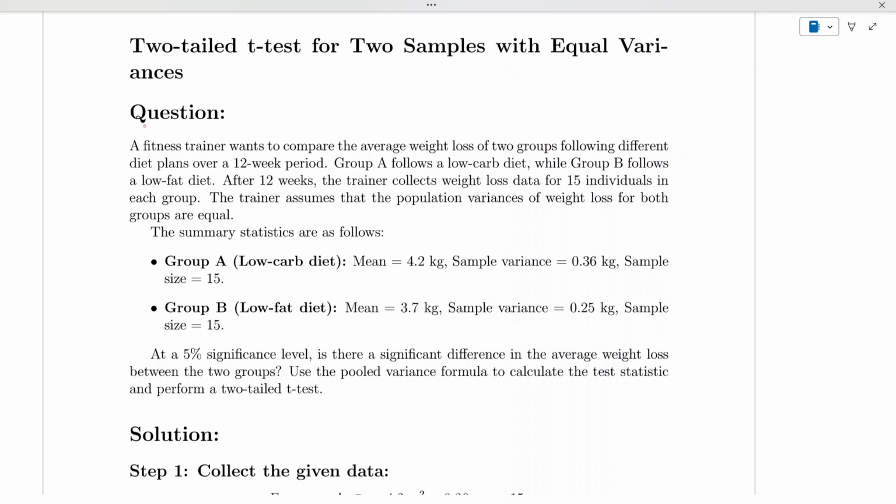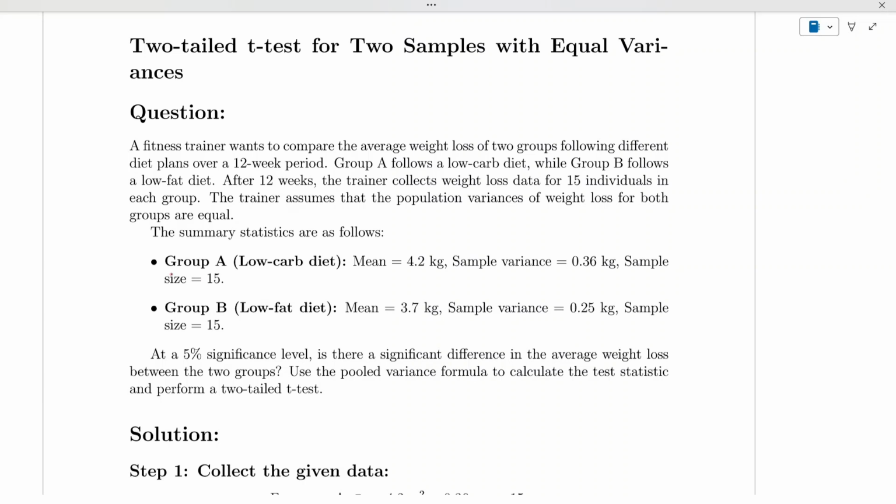So, let's get started. Imagine a fitness trainer wants to compare the effectiveness of two different diet plans over a 12-week period. Group A follows a low-carb diet, and Group B follows a low-fat diet. After 12 weeks, the trainer collects weight loss data for 15 individuals in each group. The goal is to find out, is there a significant difference in the average weight loss between these two diet plans? Here are the summary statistics.